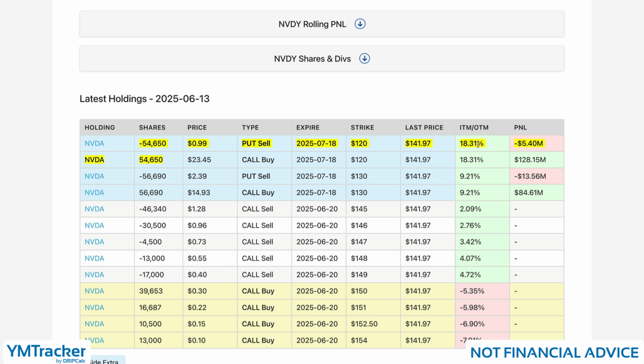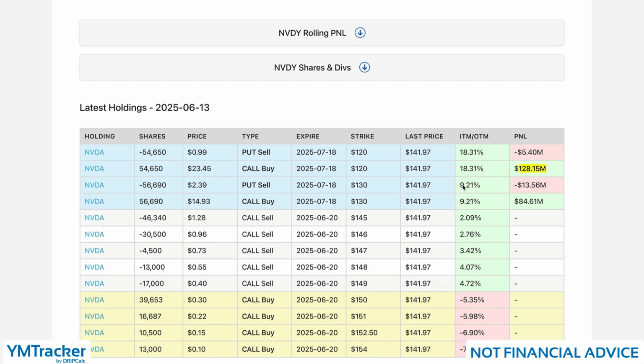And then we also do the calculation in the money, out of the money, and the PNL is what it would cost for YieldMax to currently close this position. So if they were to buy, because the put option is they are obligated to buy the shares for $120. And so for them to close this put, it would cost them $5.4 million. And the call, it's a right to buy the shares, okay? So if they were to close it, they would collect $128 million. So that's what the P&L column stands for.